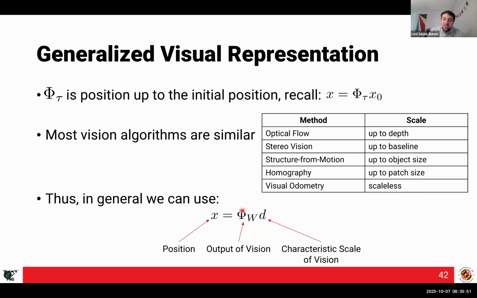And so we call this scale of vision D. We multiply it by the transition matrix to give us X. And we'll now use this phi W of D through all of our equations and just need to estimate this D at times.